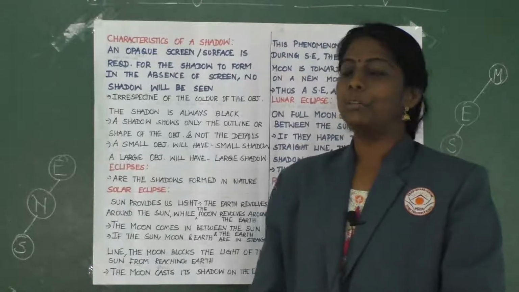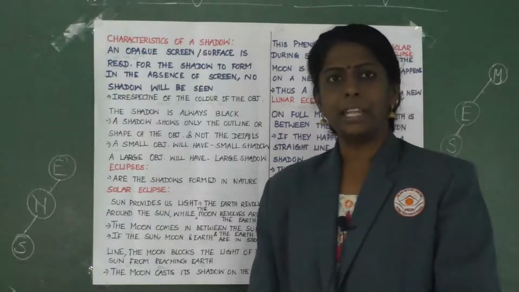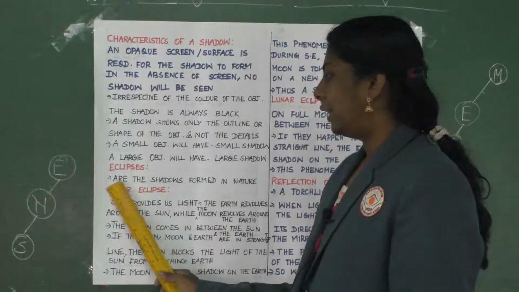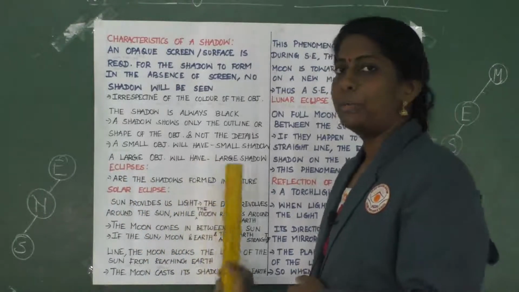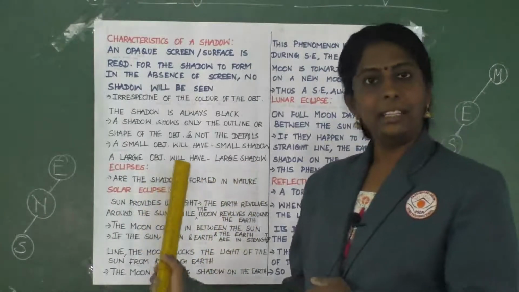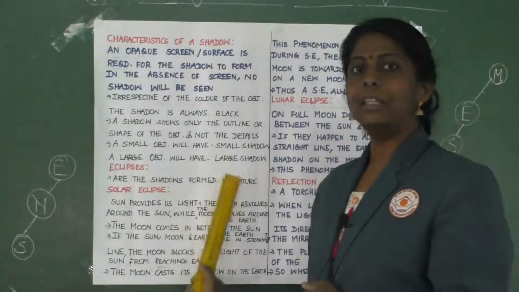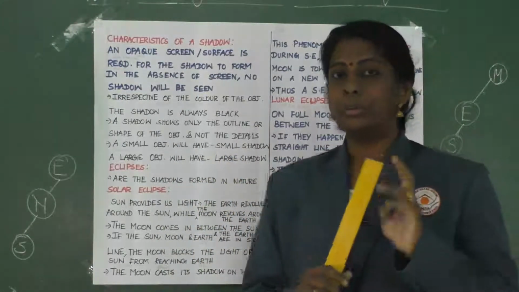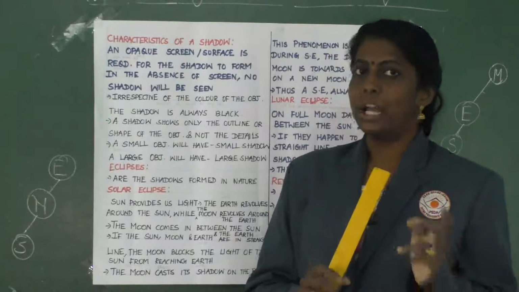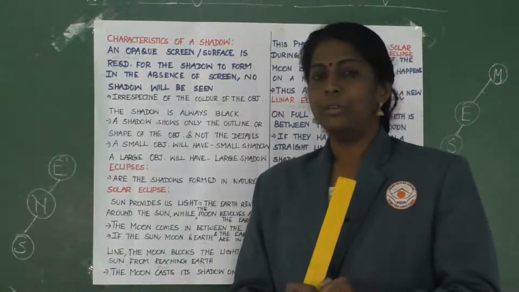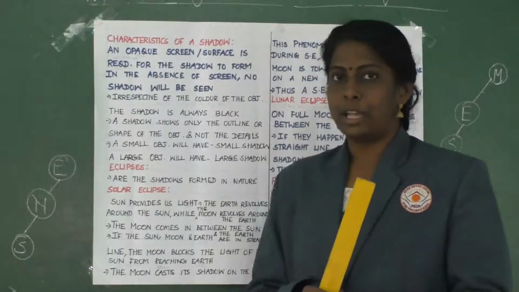Yes, children, now let us learn about eclipses. What do you mean by eclipse? They are the shadows formed in nature. There are two different types of eclipse, solar and lunar. Now first let us learn about solar eclipse.